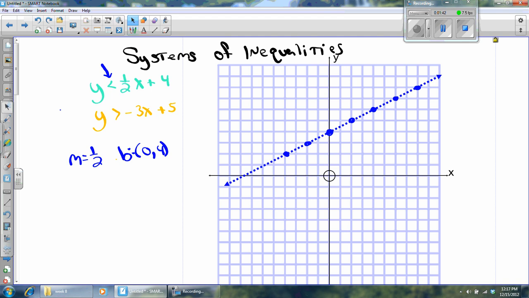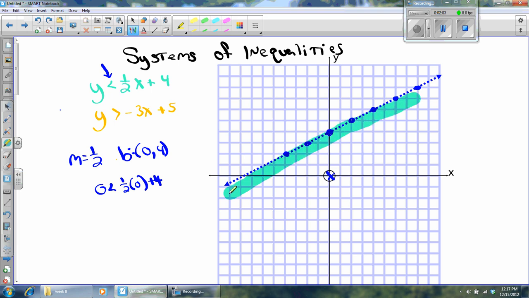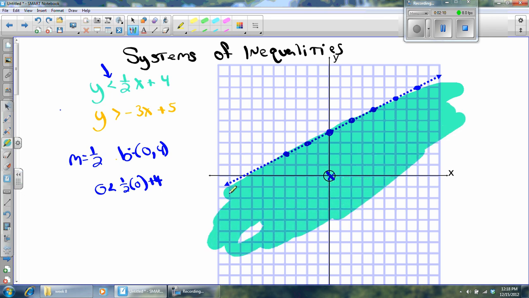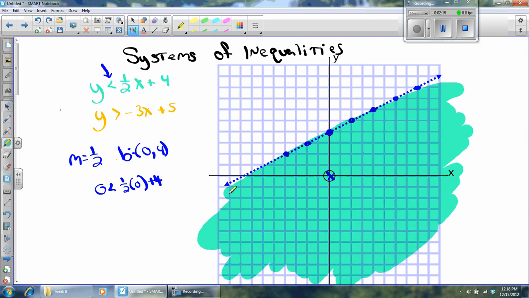And now I've got to decide about shading. For the blue one, again, I'm going to plug in (0, 0) as my test point. So I put 0 is less than 1/2 times 0 plus 4. Is 0 less than 4? It sure is. So for this one, I'm going to shade down here. Highlighters are really useful for this.